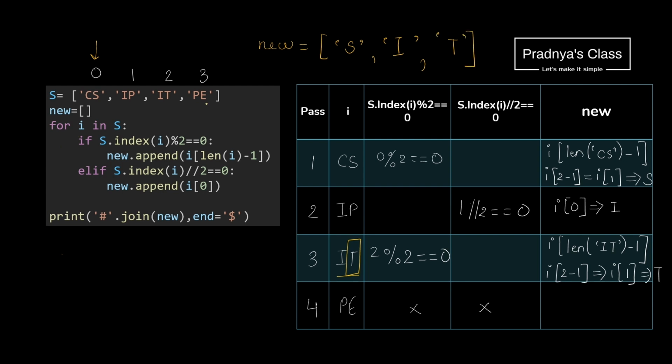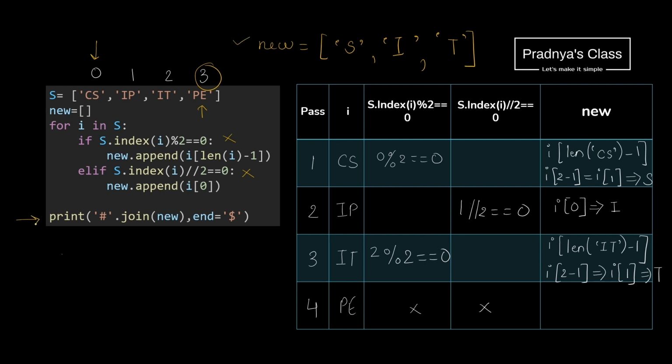There is one more element, so that will be the value of I in the fourth pass. The index of the last element is 3. 3 doesn't satisfy this condition, and it doesn't satisfy the second condition either. There is no expression, that's why the list will remain the same.